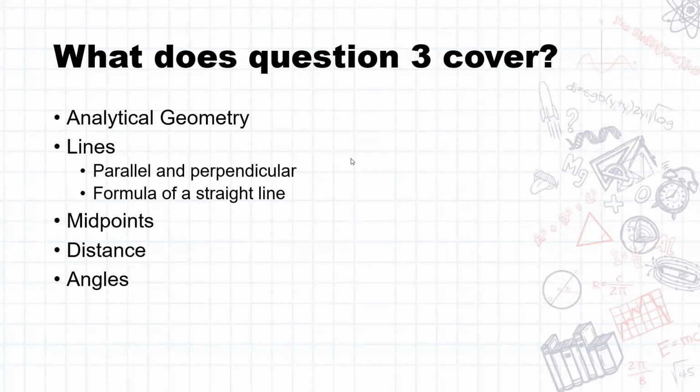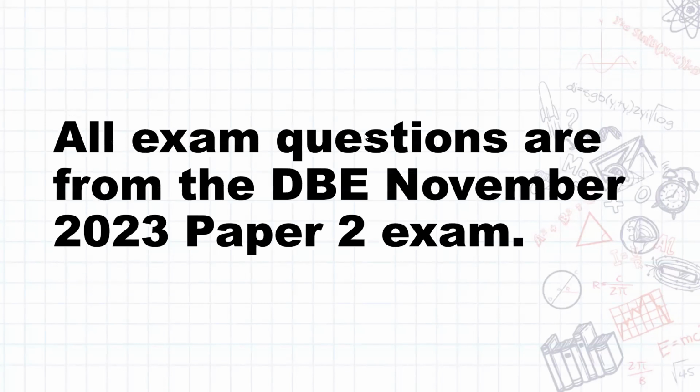And so question 3 covers analytical geometry and all of the things that go with it, like lines which are parallel and perpendicular, the formula of a straight line, midpoints, distance, angles, and so on. So let's jump into it.